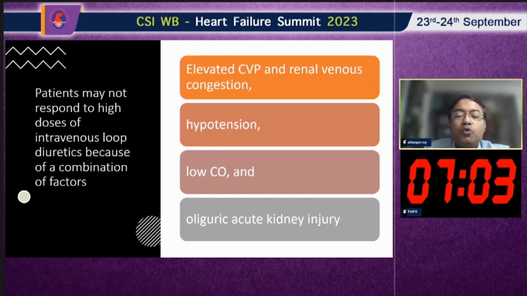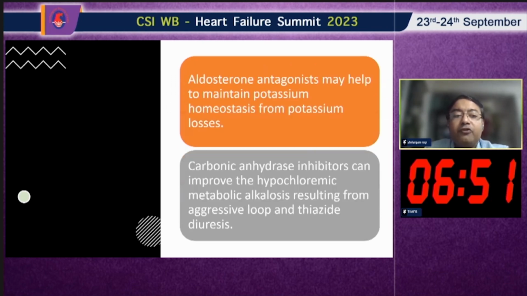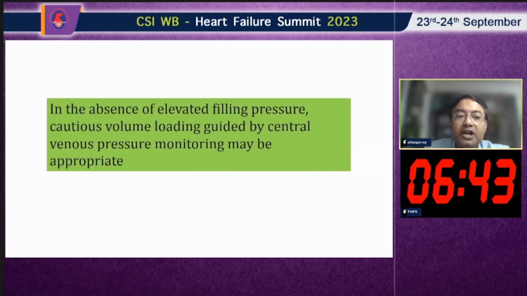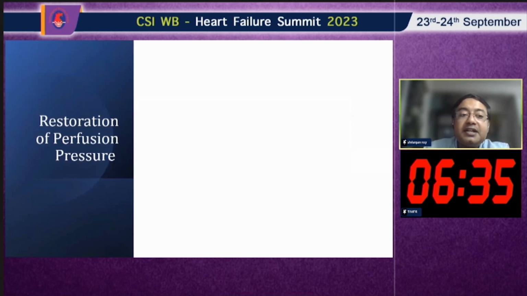The poor responsiveness to diuretics may be due to various causes. It can be due to elevated CVP, renal venous congestion, chronic hypotension, low cardiac output, and oliguric acute kidney injury, which have to be taken care of before labeling the patient as diuretic resistant. Aldosterone antagonists and, in certain cases, carbonic anhydrase inhibitors can be beneficial as an add-on to loop diuretics. In the absence of elevated filling pressures, cautious volume loading guided by CVP measurement can also be done, and may be appropriate in certain scenarios.